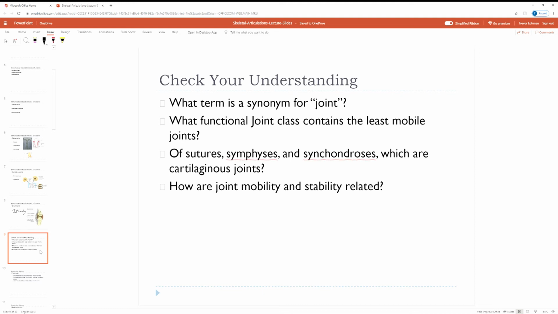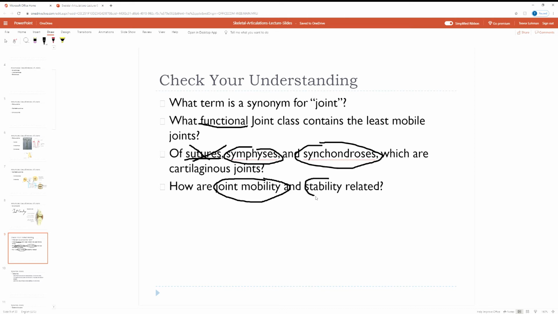Which functional joint class contains the least mobile joints? That would be synarthrodial joints, because it says functional. If it's a structural joint class, which structural joint class contains the least mobile joints? You would say fibrous. Of sutures, symphyses, and synchondroses, which are cartilaginous? A suture is not. That's a fibrous joint. Symphyses and synchondroses are cartilaginous. And now we didn't answer this next question, but I think it's kind of intuitive.